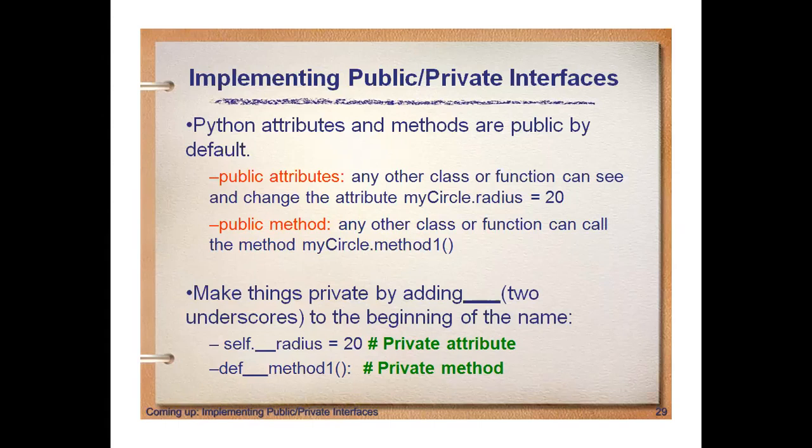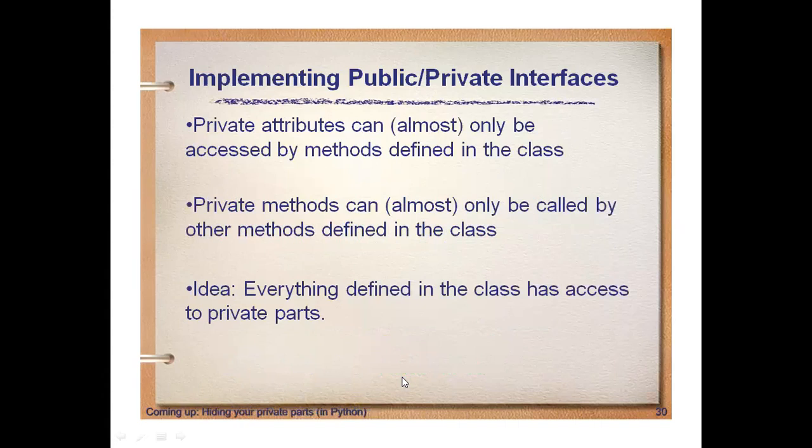Now, what will happen if I wish to make something private so that nobody can access it without my permission? Right? So make things private by adding two underscores to the beginning of the name. So self.__radius = 20. def __method1. This means it's a private method. It's a private attribute and it's a private method. Now what will happen? Can I access it? If yes, then how? If not, then how?